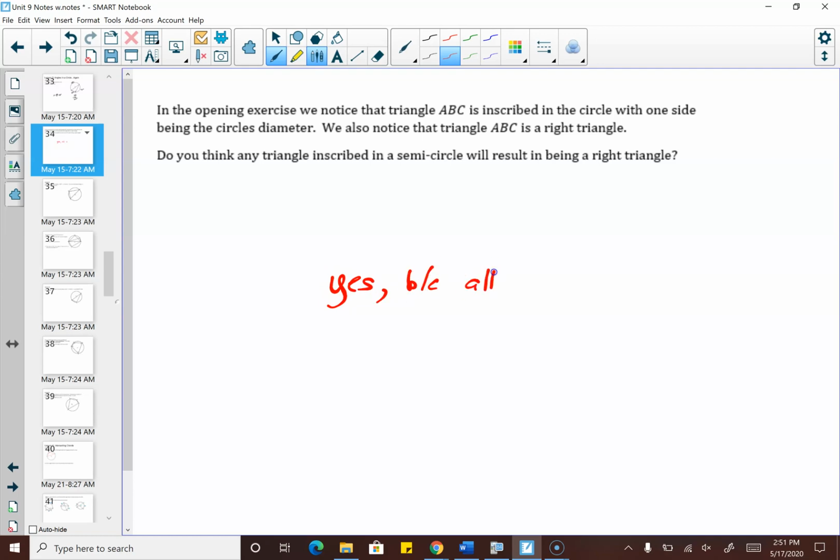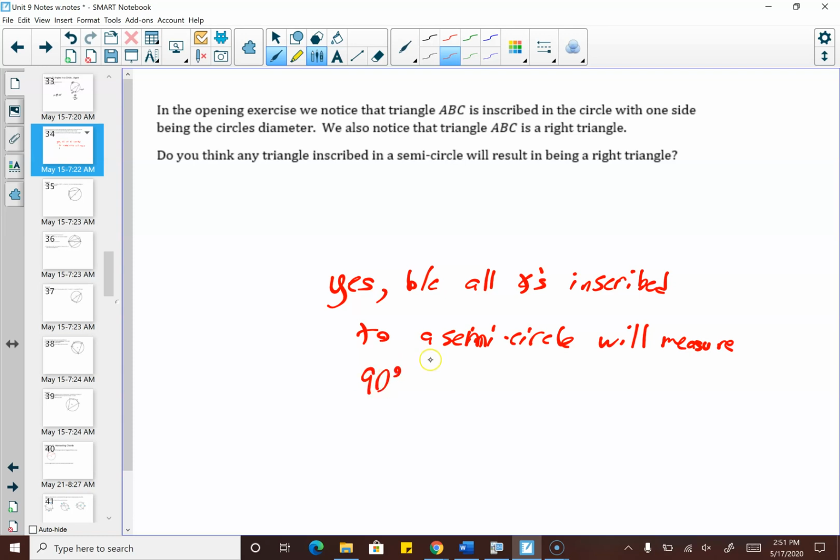Because all angles inscribed to a semicircle will measure 90 degrees. All right, so all our semicircles are 180. So therefore, when we cut them in half, because they're inscribed, we're always going to end up with our 90-degree right angles, therefore giving us a right triangle.